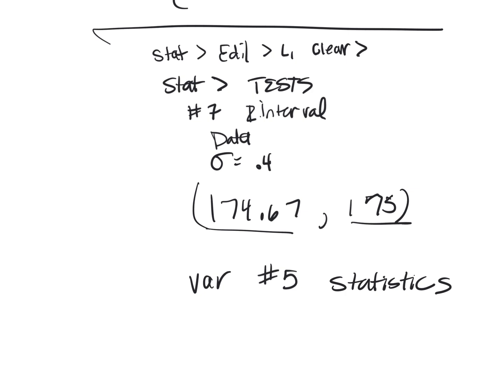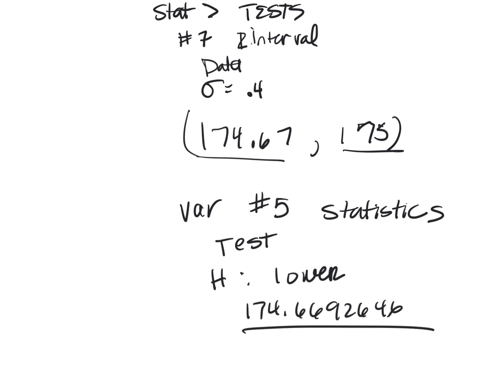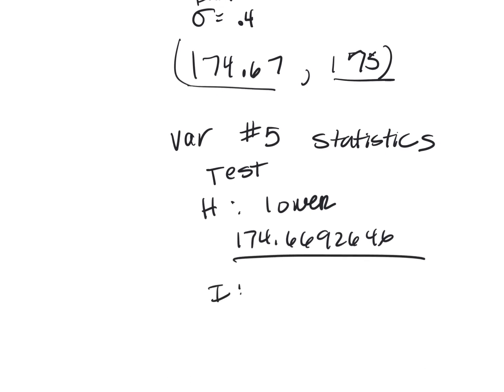Oh, sorry, you go over to tests first. And then you go all the way down past number 9, past 0, and then A, B, C. And go all the way down to the letter H. And that is lower. And if you hit enter twice, then it gives you all the decimals for the lower one. And if you go to letter I, you get the upper. Again, VARS number 5, statistics test upper, and it will give you all the decimals for the upper limit, so you can see all those decimals.